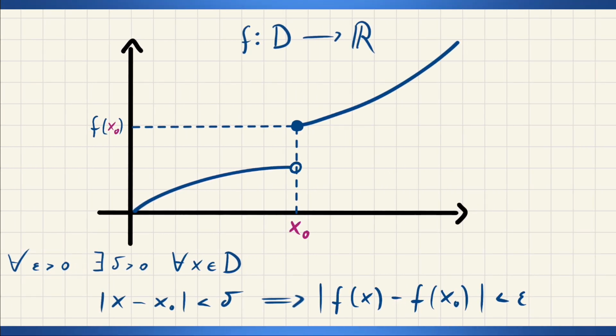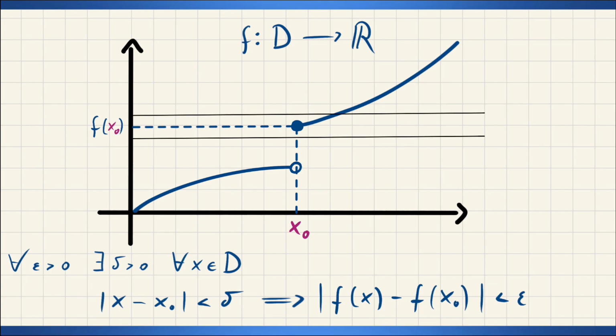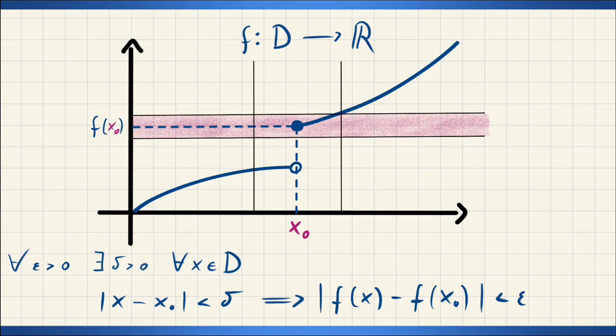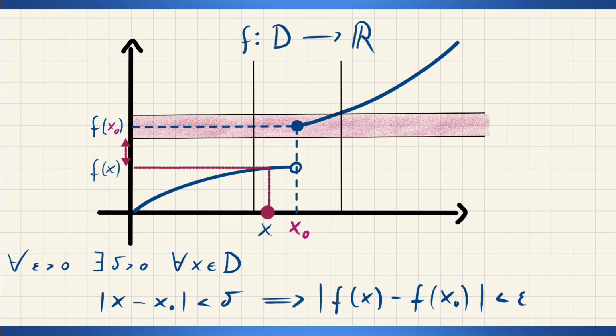This becomes clear visually if we place a small epsilon tube around f of x0. We cannot find a delta interval around x0 where all function values stay within epsilon of f of x0. For example, if we pick this specific delta, there exists an x such that the absolute value of f of x minus f of x0 is greater than epsilon.